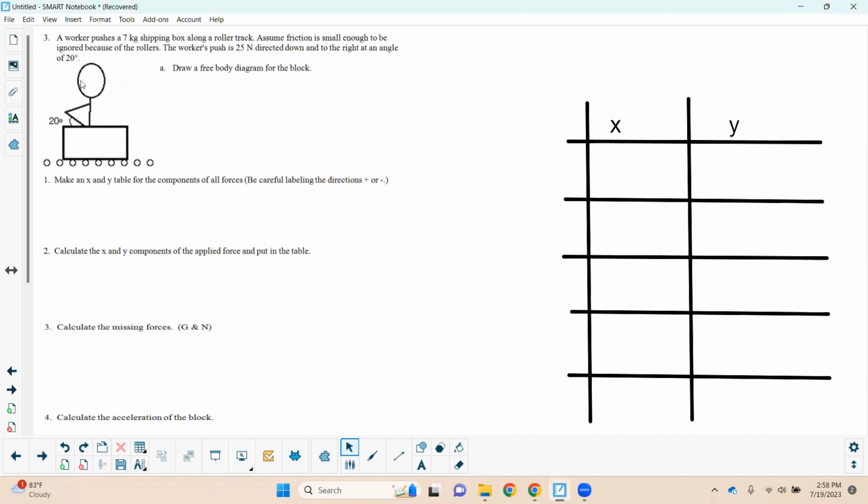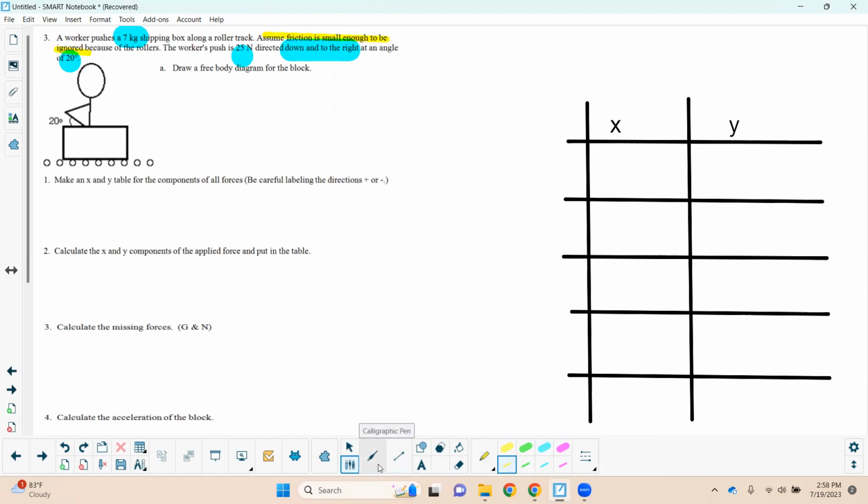Okay, so problem 3 reads: a worker pushes a 7 kilogram shipping box along a roller track. It says assume friction is small enough to be ignored because of the rollers, and the worker pushes at 25 newtons directed down and to the right at an angle of 20 degrees. So if we're reading through the problem, I'm going to highlight again things that I think are important. So 7 kilograms, that's going to be important, 25 newtons and 20 degrees, and it's going down and right. So that's good. Also, it assumes friction is small enough to be ignored. So that means we don't have friction in this problem.